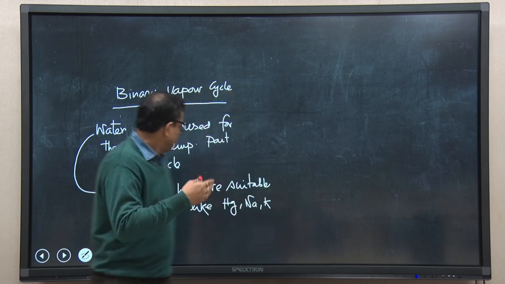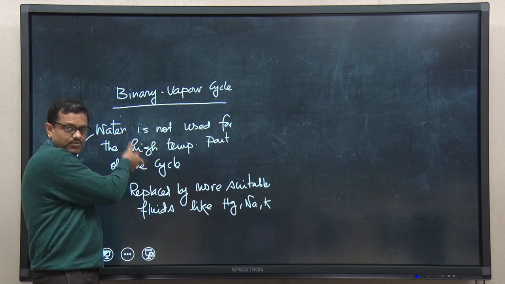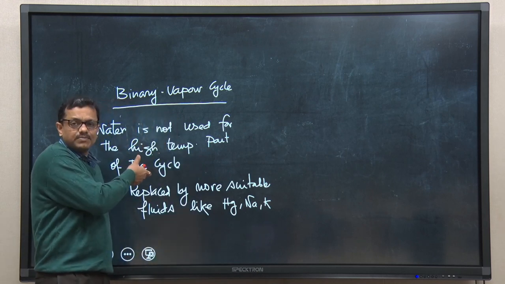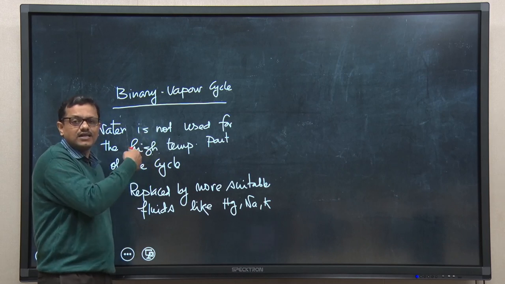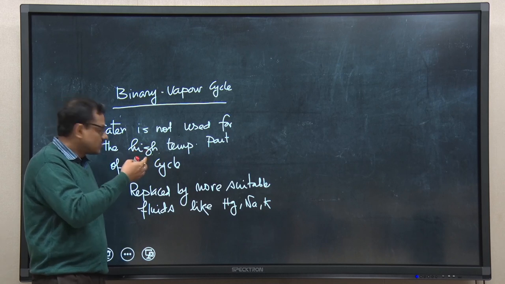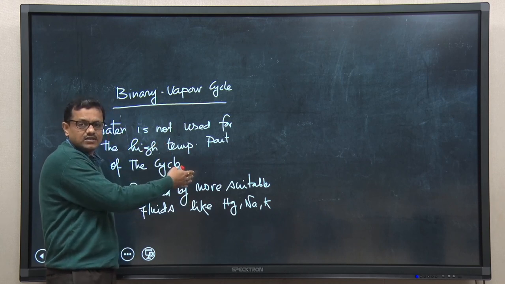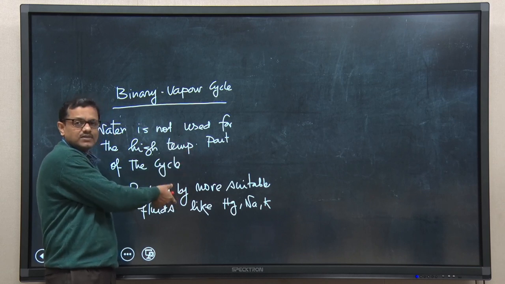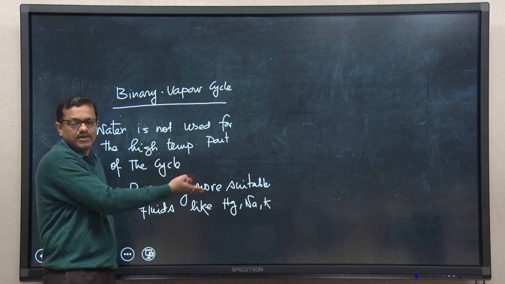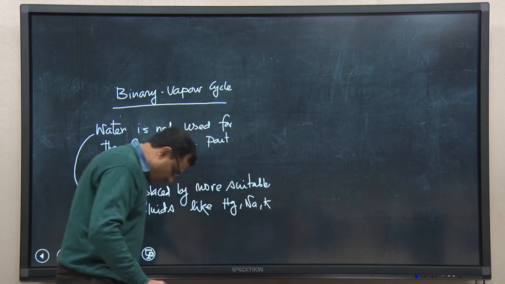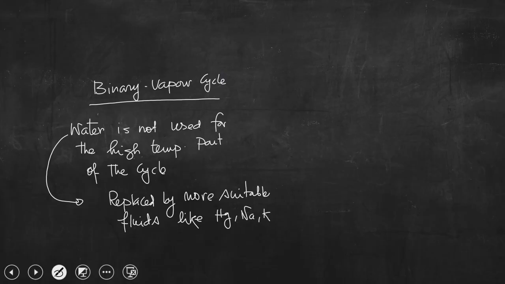Our objective should be to use both fluids. We shall discuss that in the high temperature part of the cycle, mercury will have a few attractive features but water will not. Similarly, at the low temperature part of the cycle, water will have a few attractive features but mercury may not. It is because of this reason that two different vapor cycles operating on two working fluids are combined together, and the concept is the binary vapor cycle.